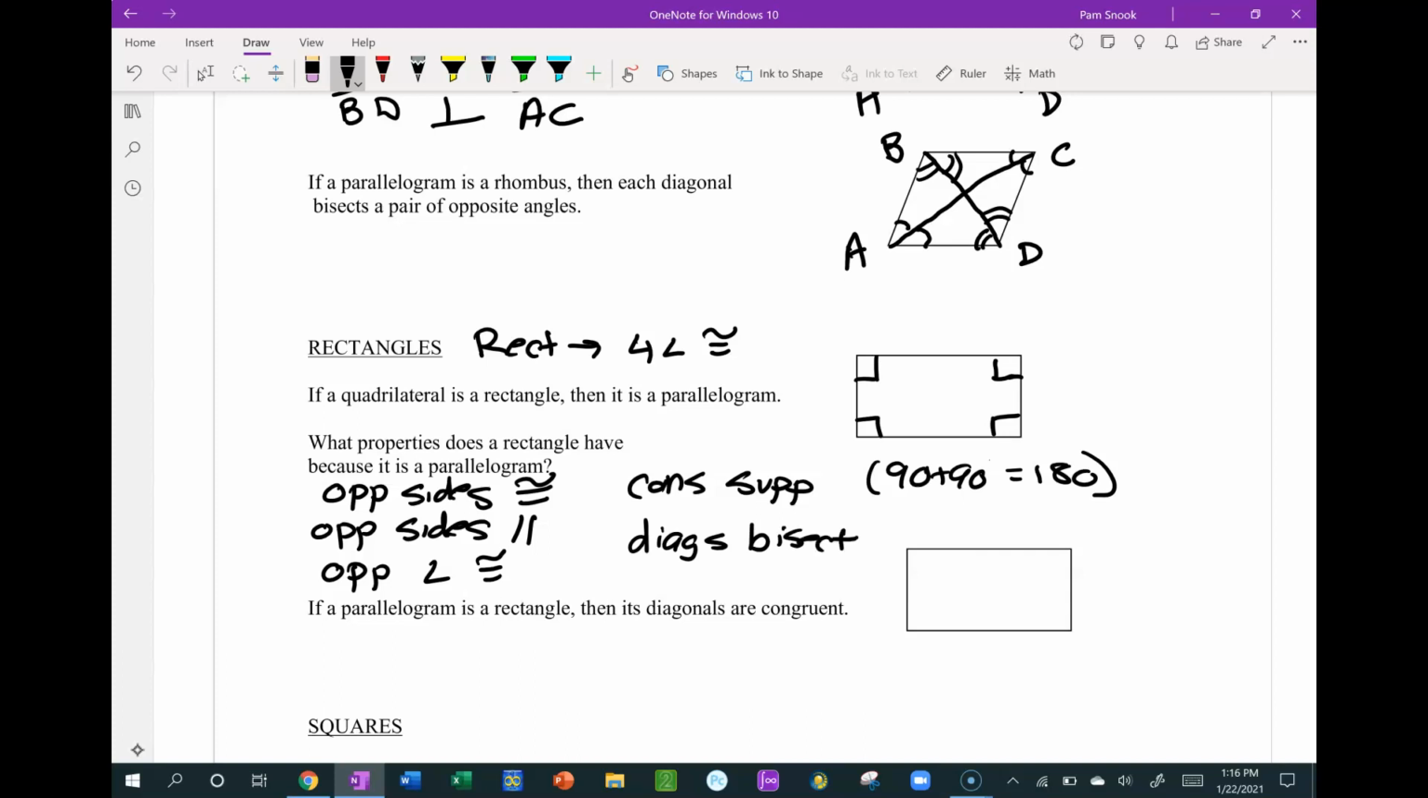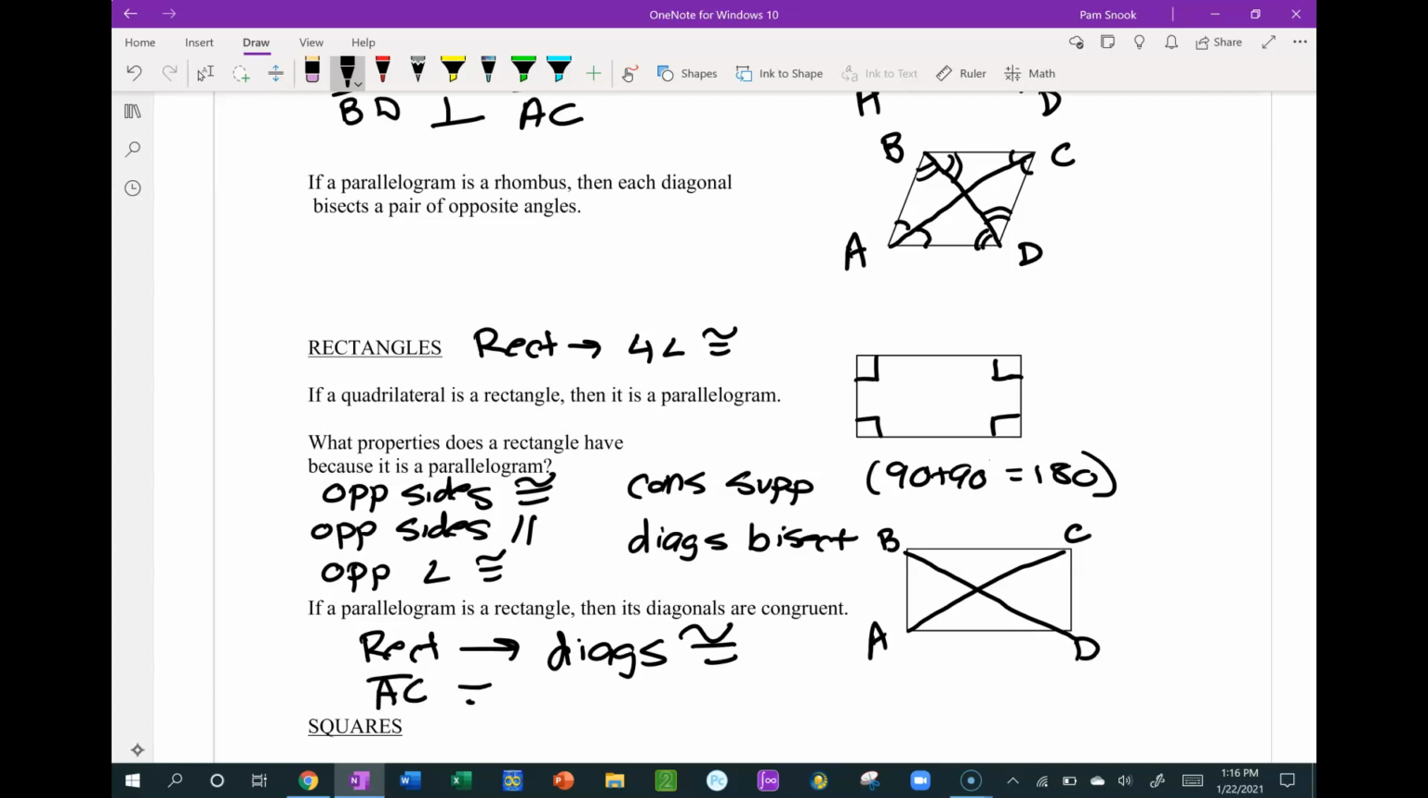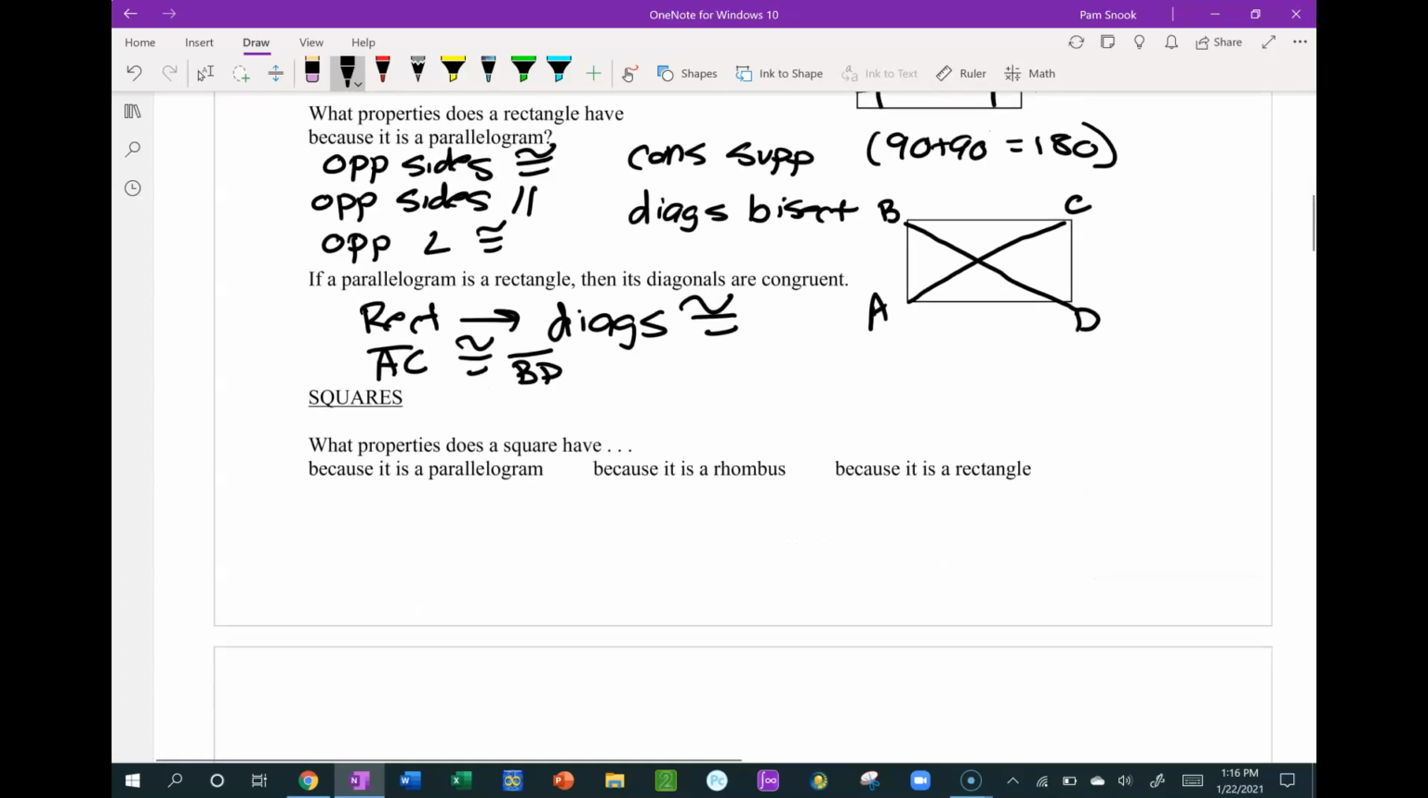Now add to that list another fact about a rectangle, and that is their diagonals are congruent. So if a parallelogram is a rectangle, rectangle implies the diagonals are congruent. So over here in this picture, I could call this A, B, C, D, and I can say that line segment AC is congruent with line segment BD. Now the last one we're going to do today is the square.